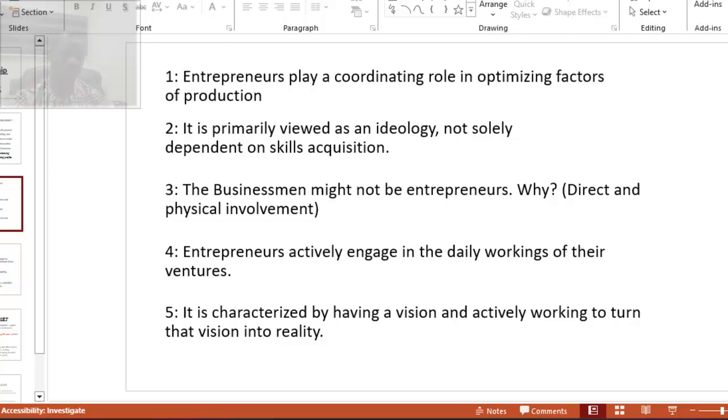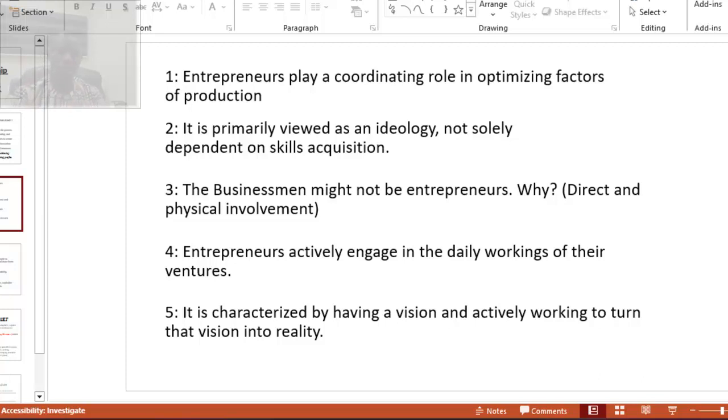An instance is a park here where students usually join a bus to wherever they want to go. You see a queue and everybody sits there. So you could now say, okay, as an entrepreneur, how can you leverage on that problem? Come up with an opportunity, then make something for yourself, okay? Another point is that the businessman might not be an entrepreneur.